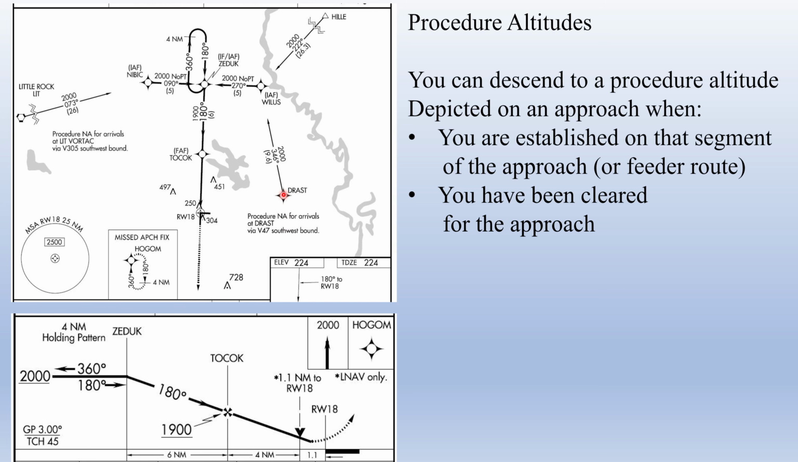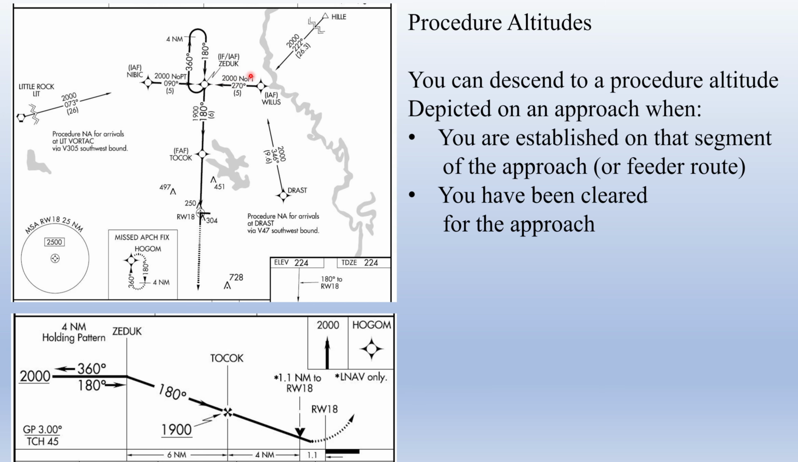Once we get to DRAST, you are considered established on the approach once you join a feeder route for that approach. So these procedure altitudes still apply. At that point, we can go ahead and descend to 2,000 and then we will track up from DRAST to Willis. Once we hit Willis, we will turn on the initial approach segment. It's 2,000 feet here, so we don't need to descend. We're level at 2,000, so we'll stay there.